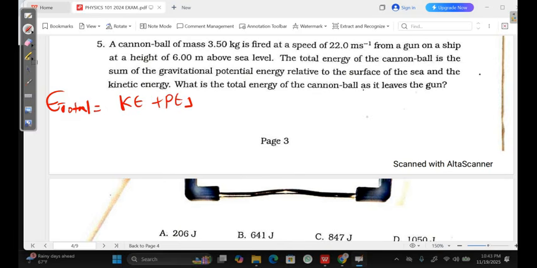Now, one thing I want us to understand is I don't have enough space this side. Allow me to go this side, but I need to correct the data. The mass is 3.5, speed is 22, then the height is 6. These are the only things that I have. So let's write them here.